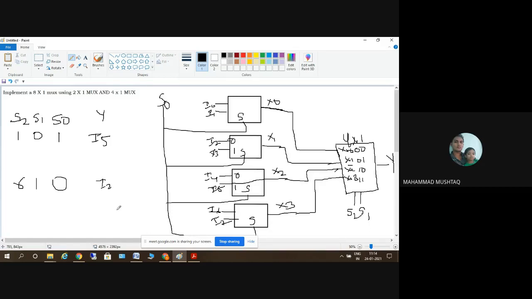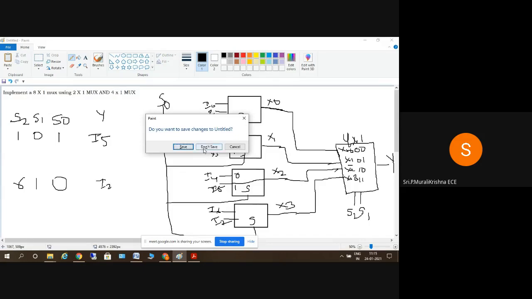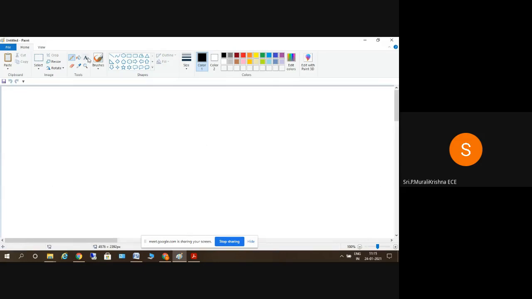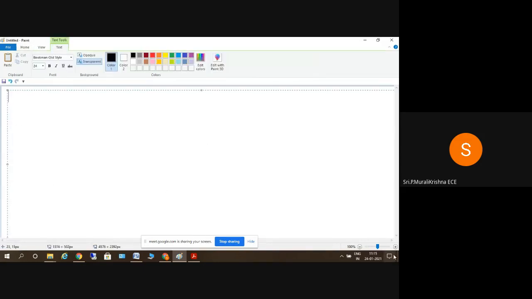Okay. So now what will we do? We'll take the same problem again, we'll take another kind of problem. So implement a 16:1 multiplexer.